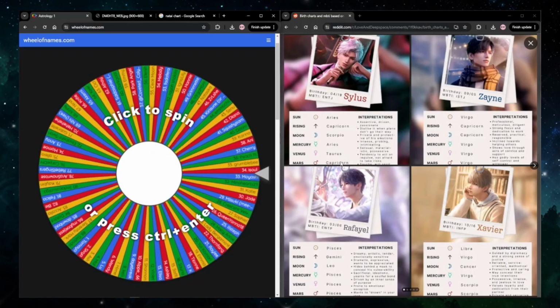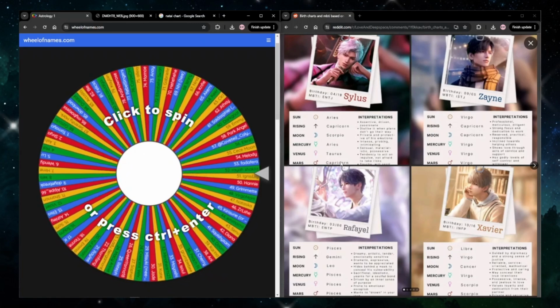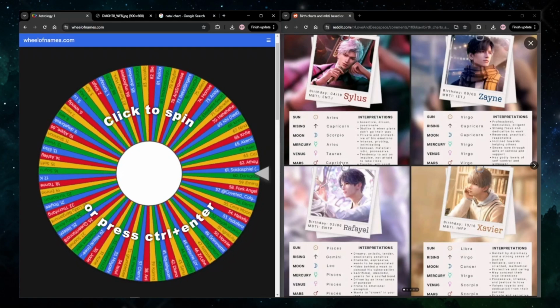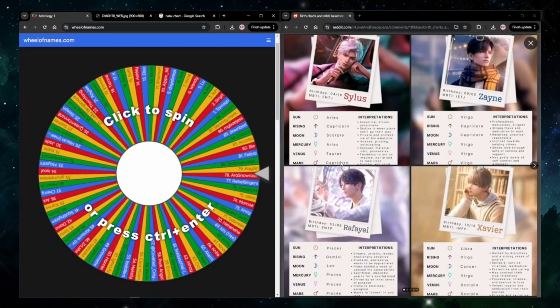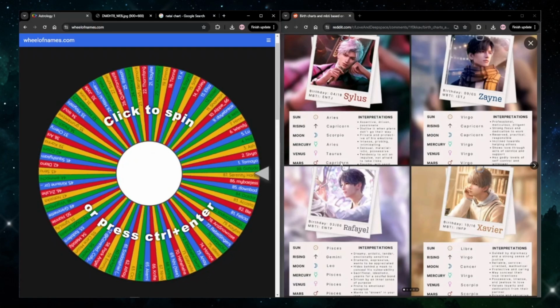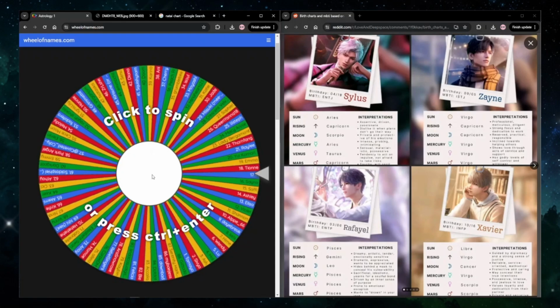Okay, so let's dive into this. I will try to put timestamps so that people can jump to the next reading. And yeah, let's do the first spin. So let's go.